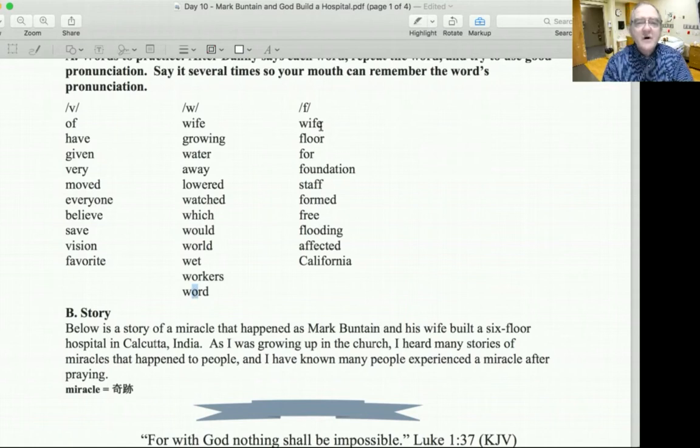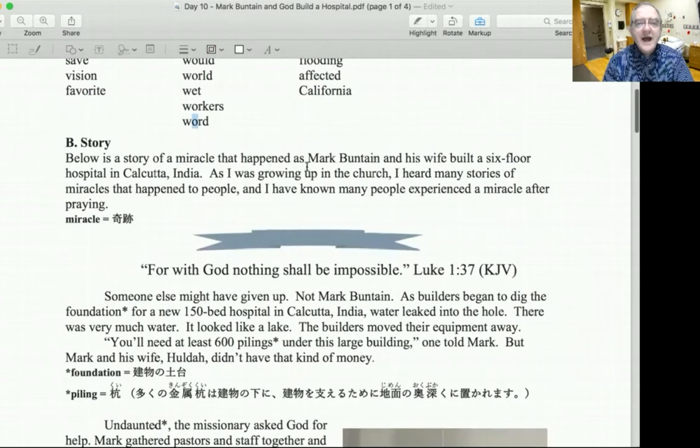All right. Next we have wife. Okay, put your lips on your teeth. Wife. Floor. For. Foundation. Staff. Formed. Free. Flooding. Affected. California.